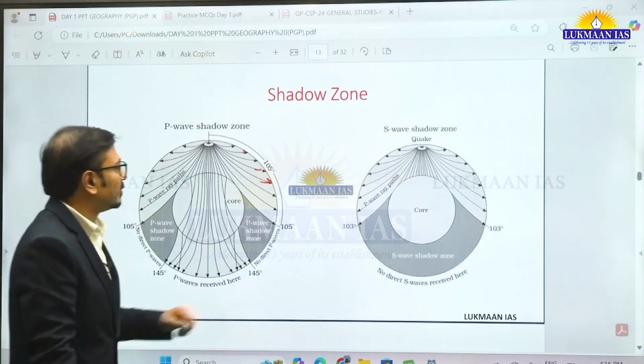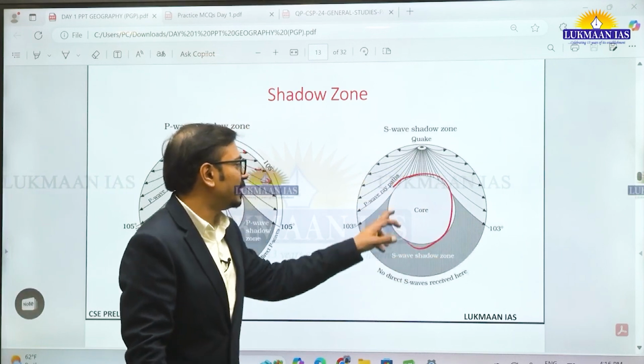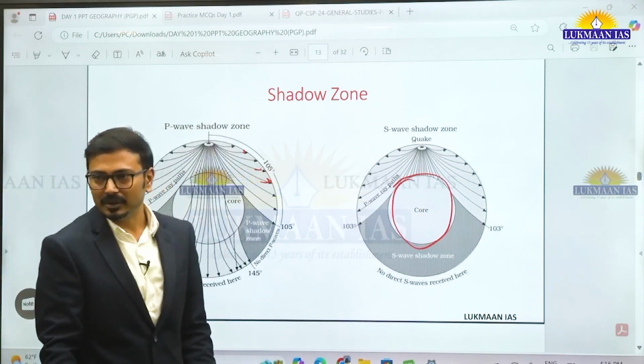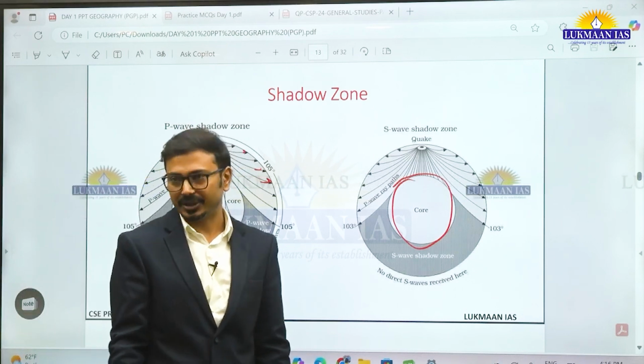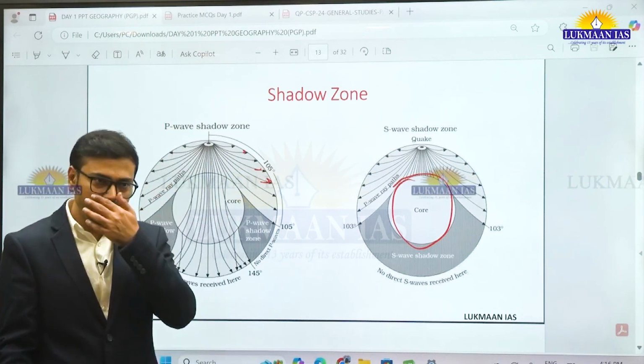Third property, this one: S waves do not pass through the mantle-core boundary or outer core, and that's why we are saying that it is in liquid state.